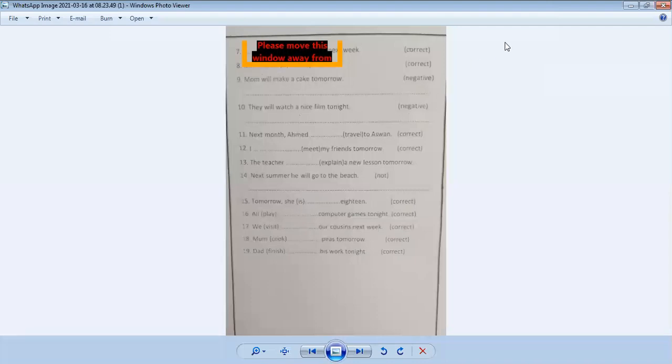Who is going to answer this? Will be. Excellent, Rudy. Excellent, Amr. Excellent, Nariman Aisam. Excellent. Bravo. Excellent, boys and girls. Thank you so much. So the answer will be tomorrow she will be 18. Okay, I will leave the rest of the sheet as a homework for you and let's move to the other sheet.